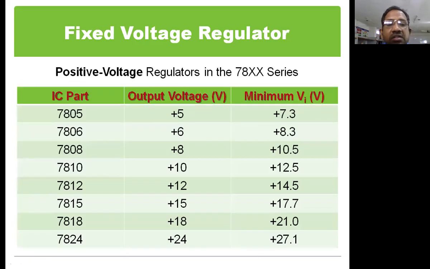Like this, we normally get various ICs with ratings given as something like this. The output voltage of 7805 is plus 5 volts. The minimum input voltage is plus 7.3 volts. All these are the various ratings of this particular type of IC voltage regulator.